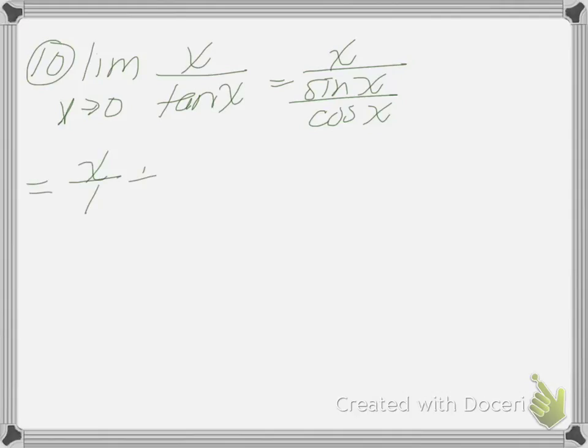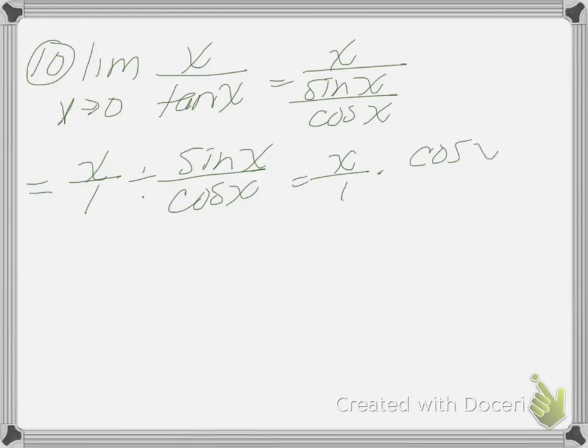Okay, here's number 10, and I'm happy to say that most of you got this right because we did this so many times in class. So we're going to change tan x to sine x over cosine x. We're going to make this into a division problem. So it's x over 1 divided by sine x over cosine x. Change it to multiplication and flip it. Multiply straight across.